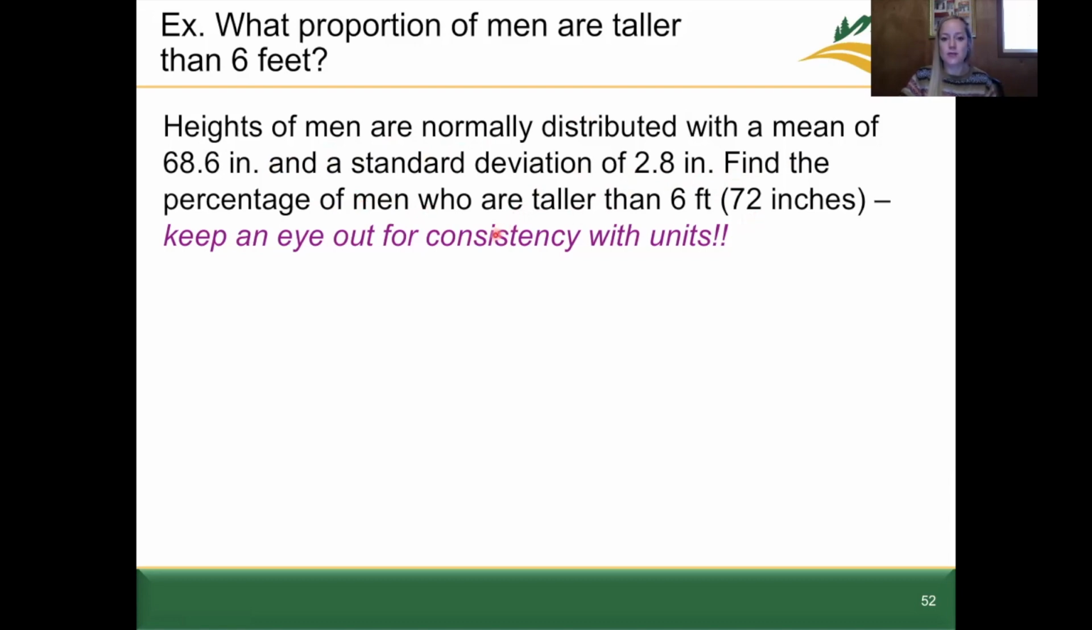It is really crucial that we keep consistent with units. So if we're given a mean and a standard deviation value in inches, we should stick with inches here rather than using feet or some other unit like centimeters or something like that. You want to be consistent with all of your values.